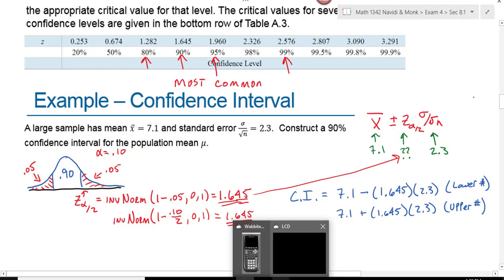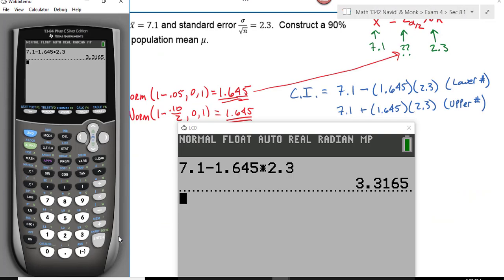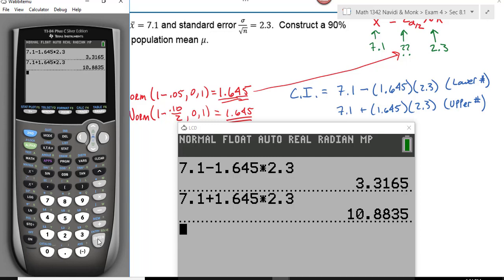So let's go to our calculators. So we do 7.1 minus 1.645 times 2.3. And rather than type everything in again, I'm going to hit second enter and then use these arrows here to move my cursor over to the minus and change that to a plus, and that gives me my upper bound.